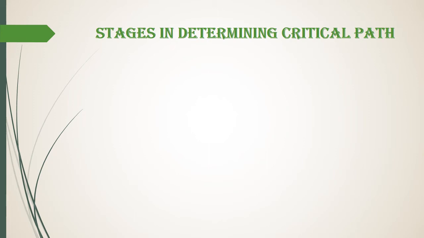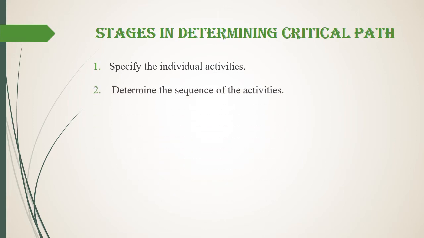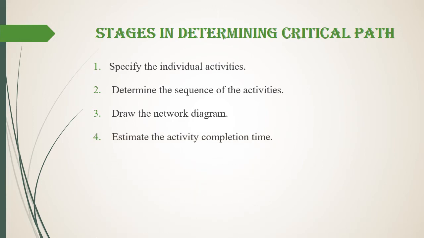Next is the stages in determining critical path. The first step is specify the individual activities. Second step, determine the sequence of the activities. Third step, draw the network diagram. Fourth step, estimate the activity completion time. Fifth step, identify the critical path.